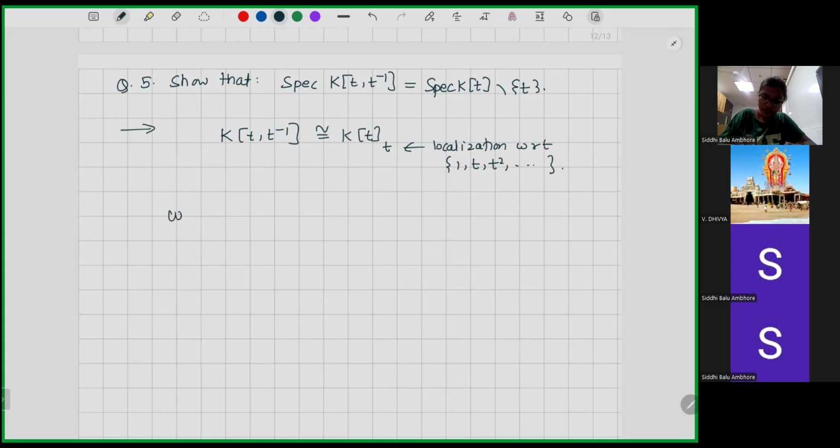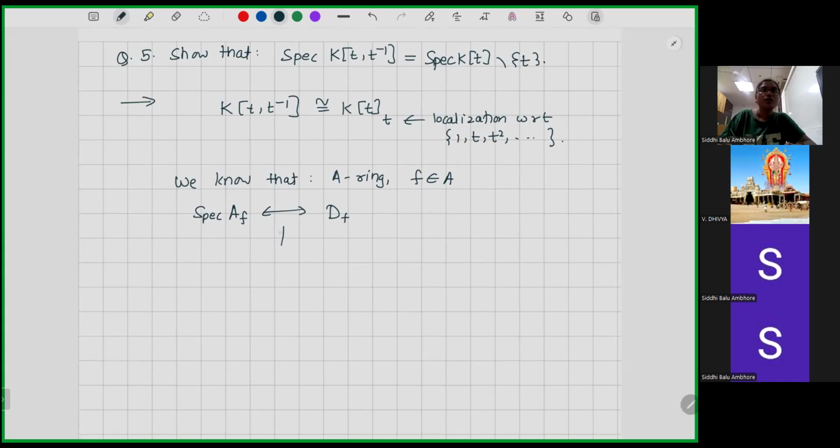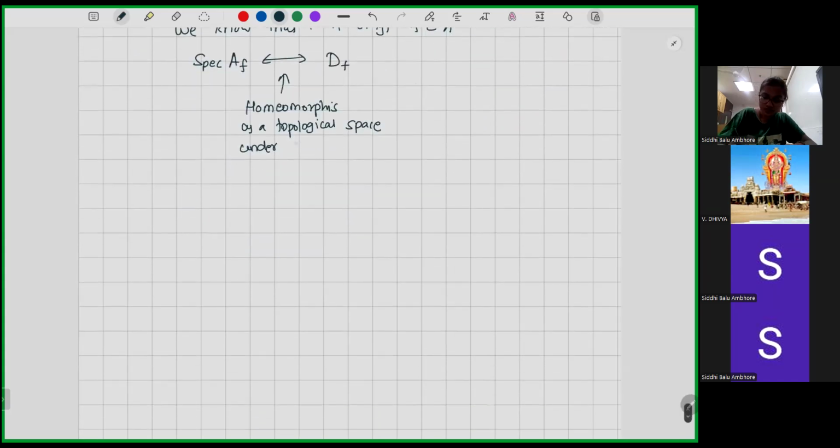And we already have seen in the lectures, we know from the lectures that if A is a ring and f belongs to A, then Spec of A_f is homeomorphic, as topological spaces under the Zariski topology, to D(f), where D(f) is contained in Spec of A.